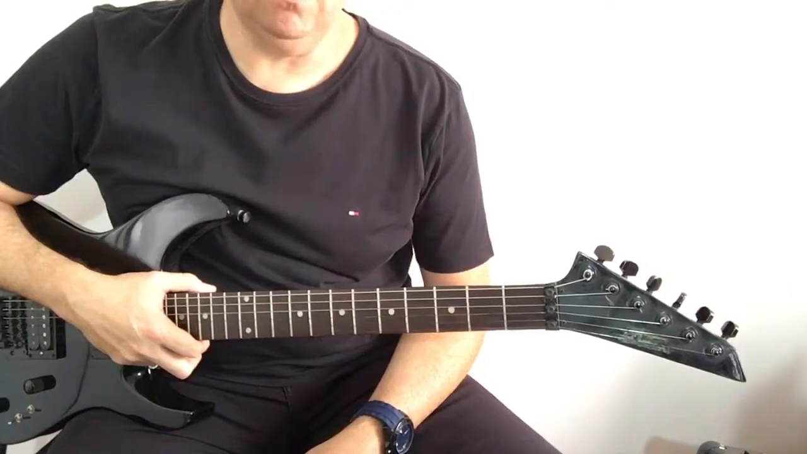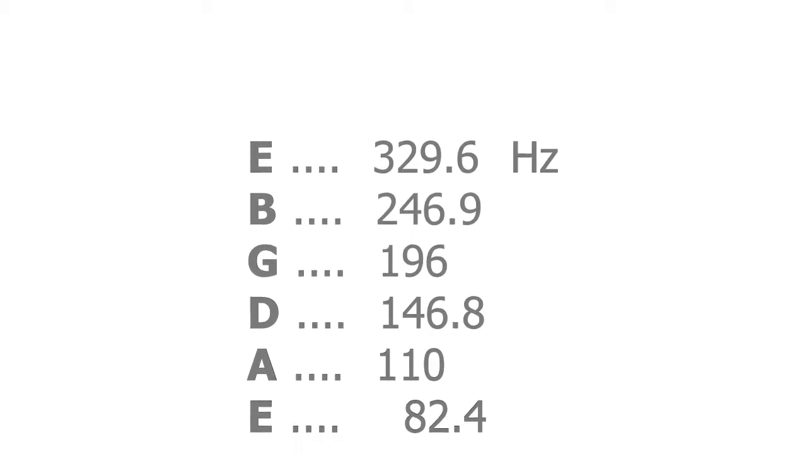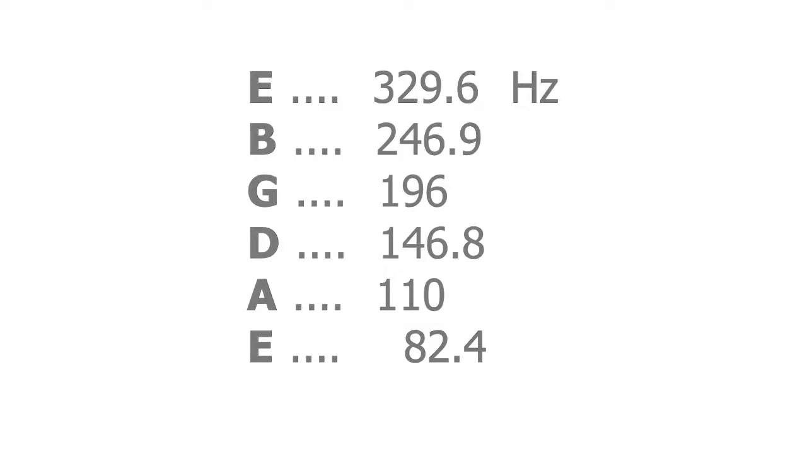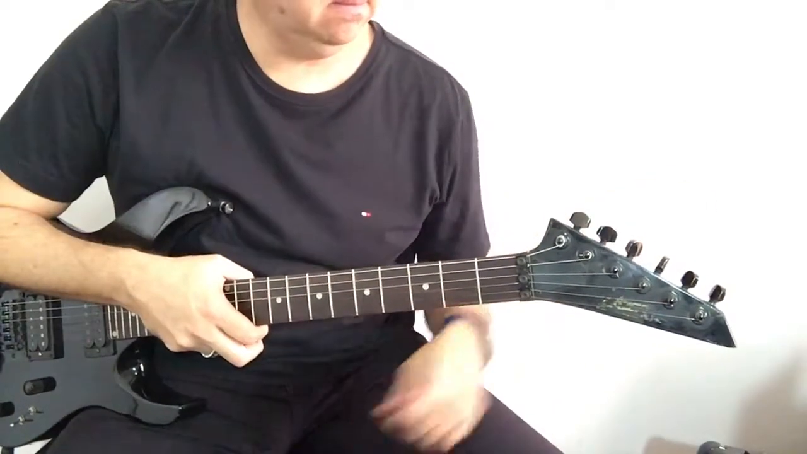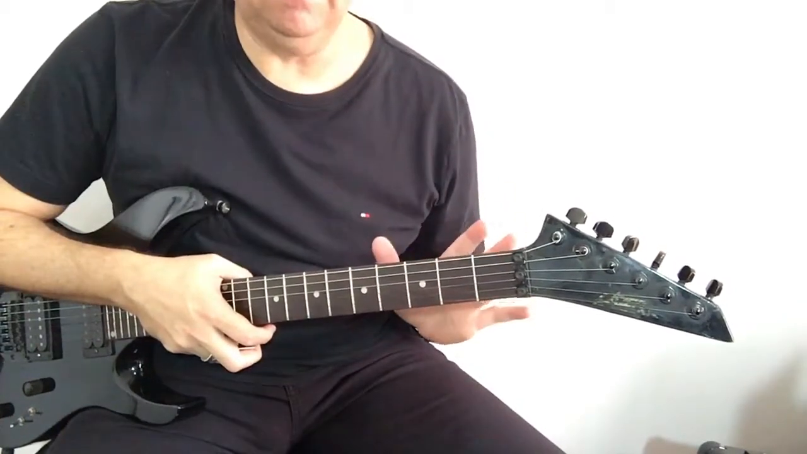Now I'm going to give you the list of notes and frequencies. The first string should be E4 and the frequency is 329.6 Hertz. The second string, B3, 246.9 Hertz. The third string, G3, 196. The fourth string, D3, 146.8. The fifth string, A2, 110 Hertz. And the sixth string, E2, 82.4 Hertz.